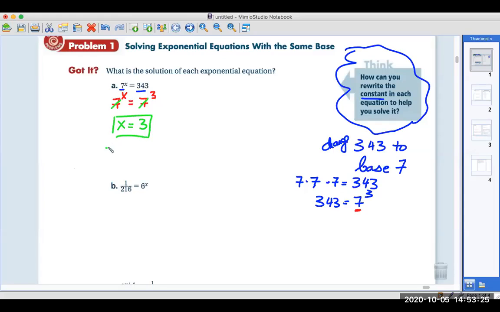Check it out. 7 to the power of 3 is indeed 343. Try it out. Use your calculator, use your power key. Remember, the power key is that caret. 7 to the power of 3, don't forget, equals 343. So now we found x.